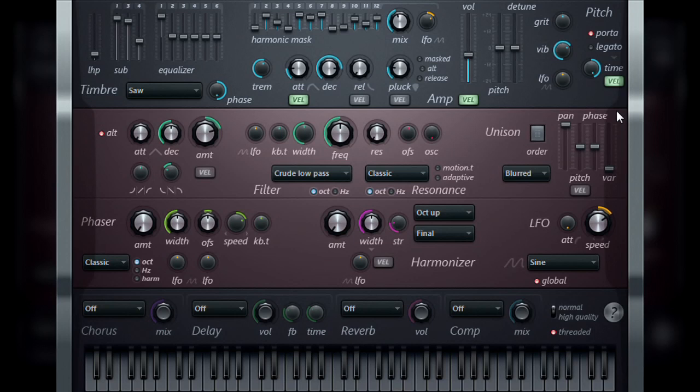And that concludes our look at the sound generation with the timbre section in Harmless. In the next video, we'll look at the filter section as well as looking at some of the other parameters and effects that can be used to tweak your sound.